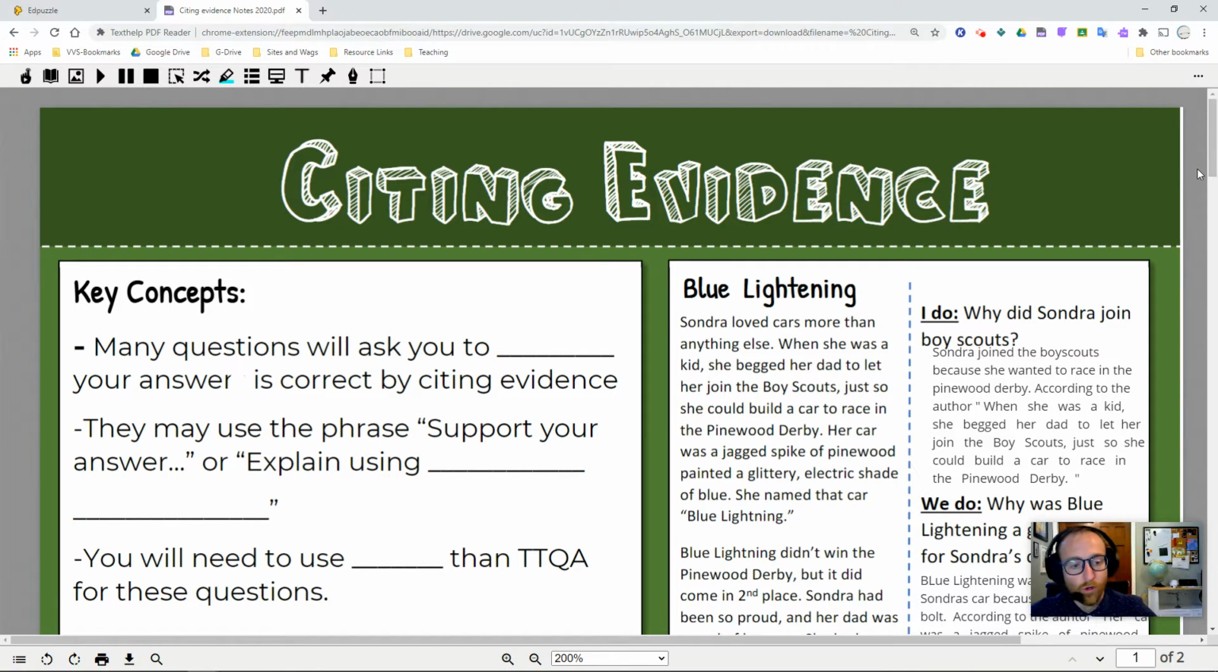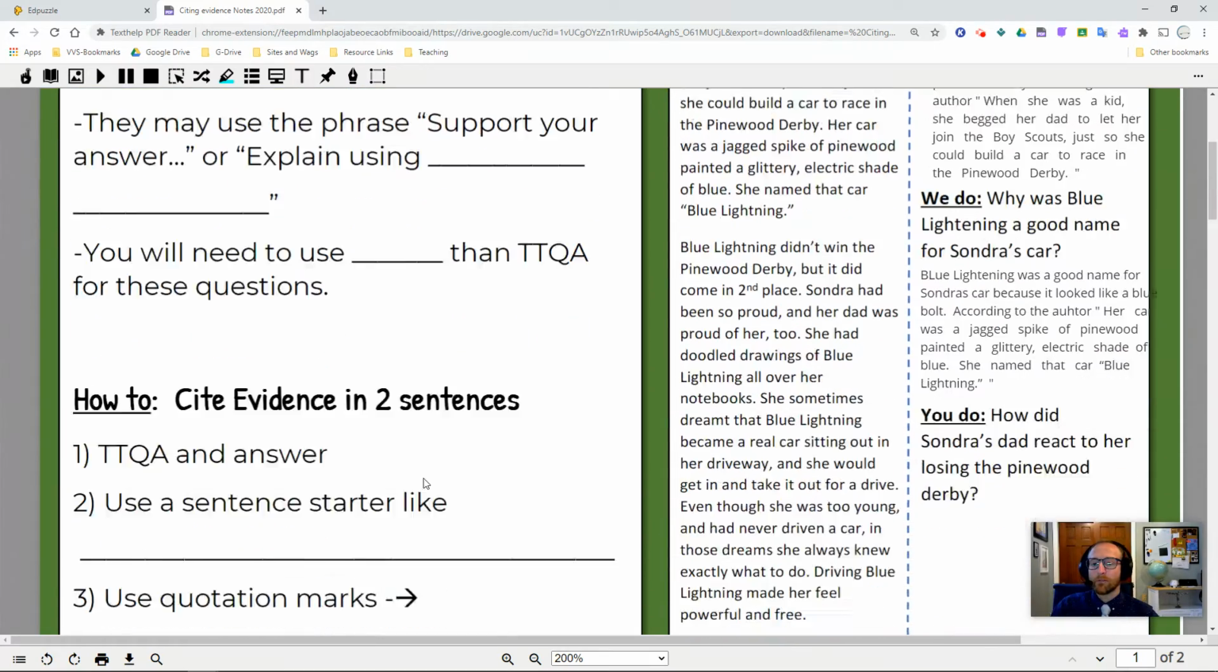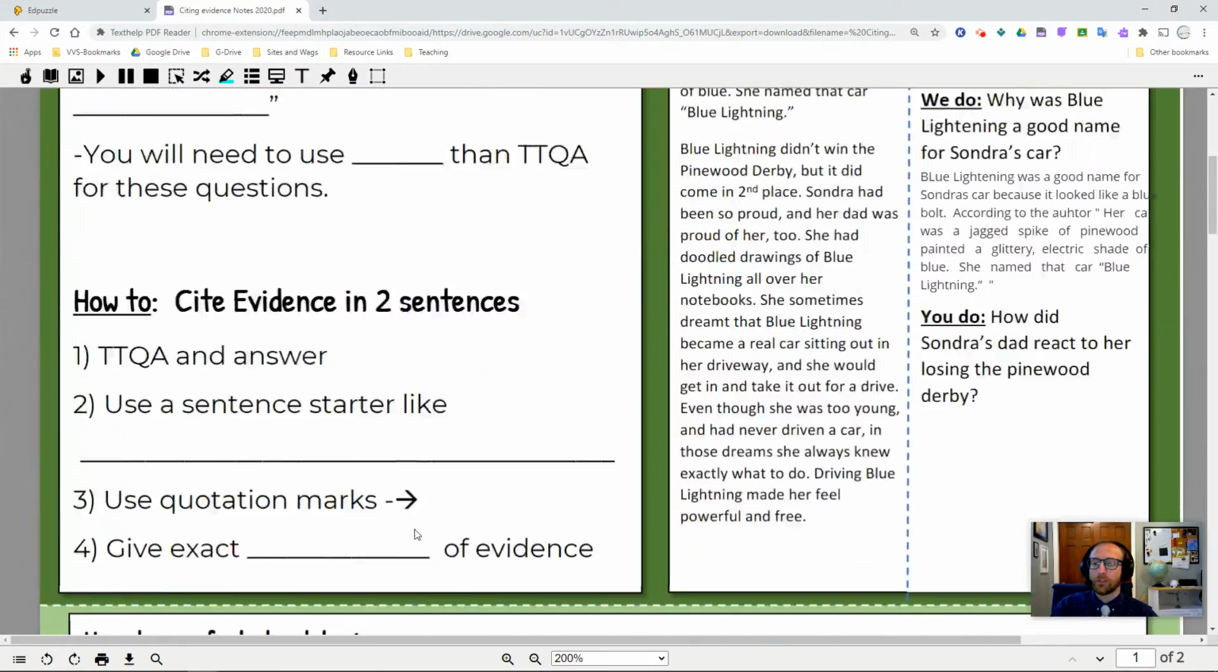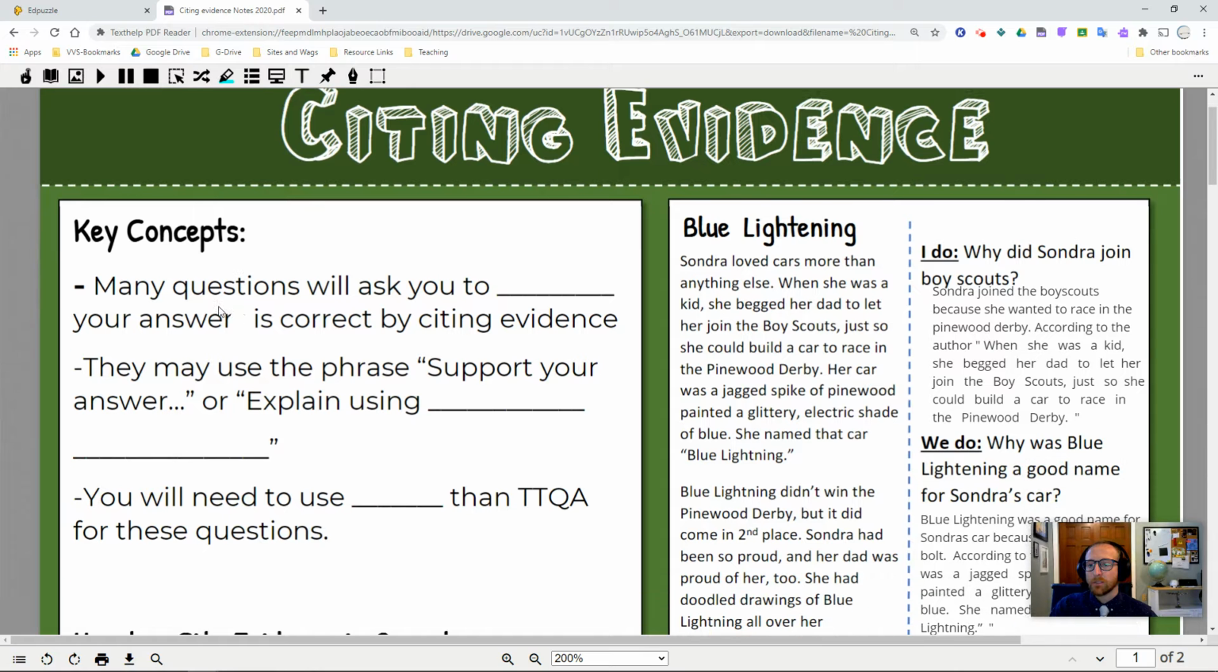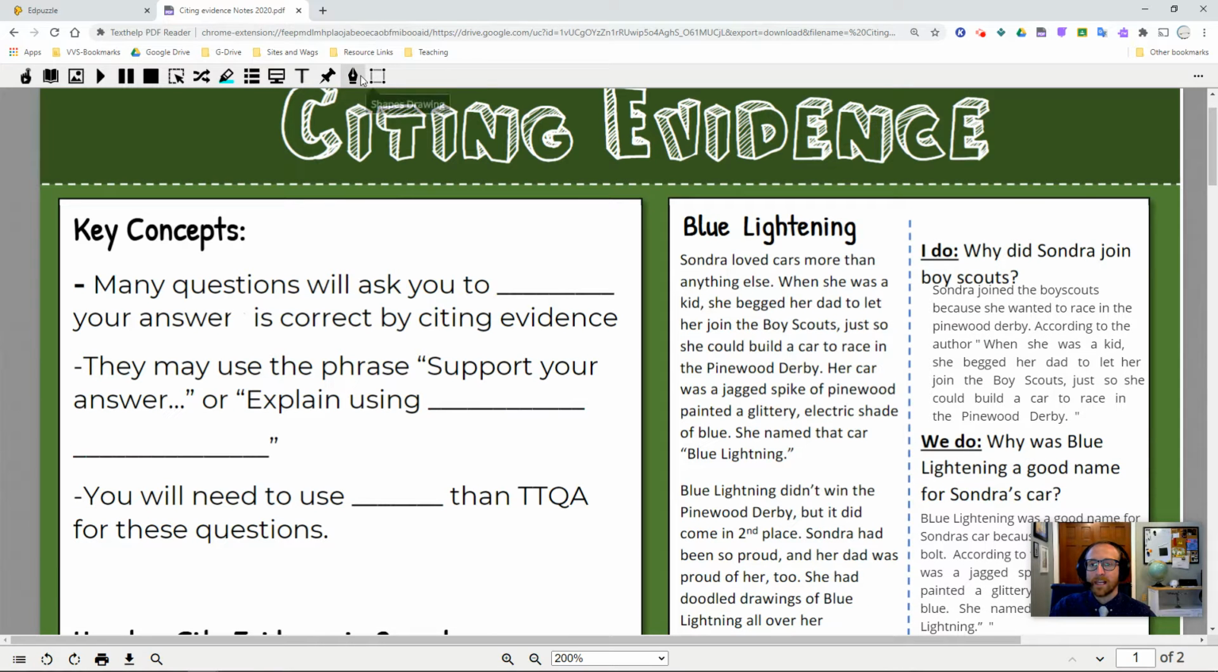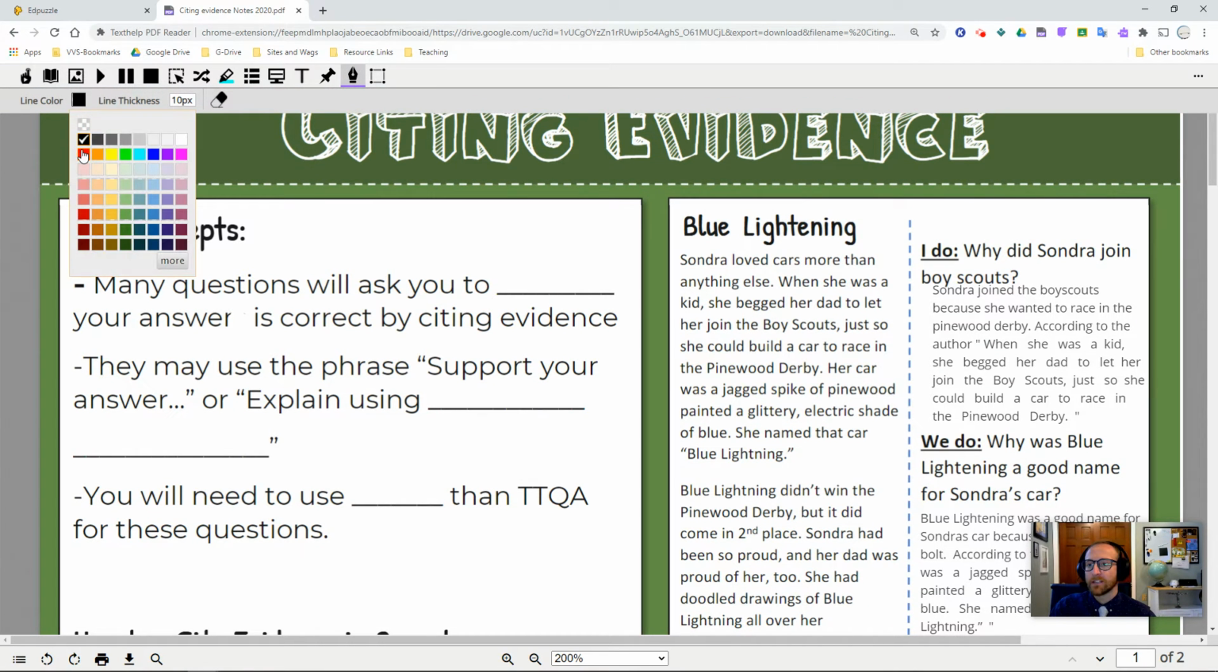All right, so if you are watching this, that means you had paused the video and opened up a tab that says citing evidence on your own computer. Great job. So quickly, before I get down to the you do, just a quick review of what we did earlier this week. Some of the key concepts underlying citing evidence look like this.